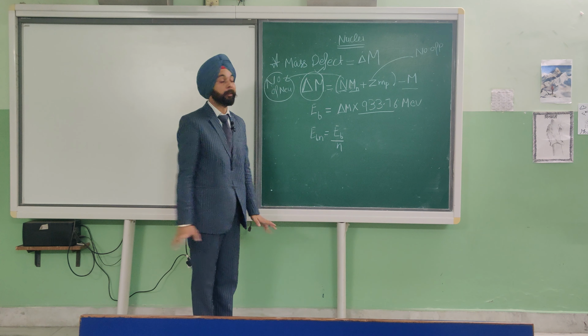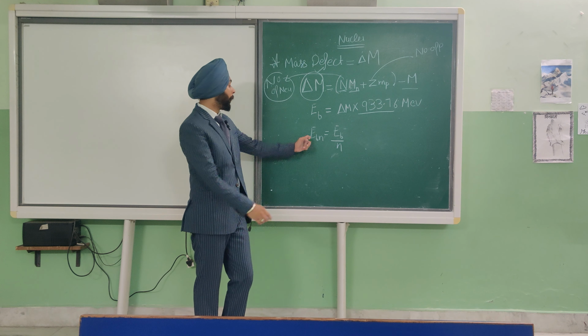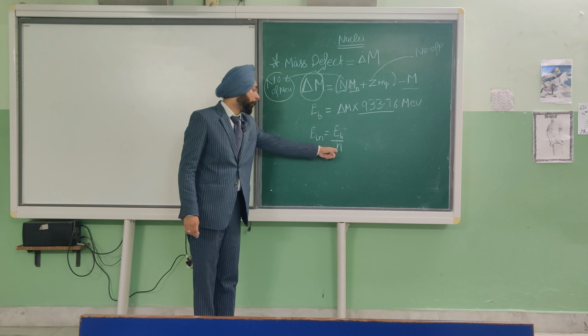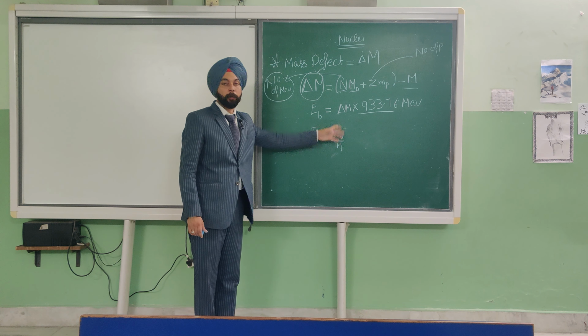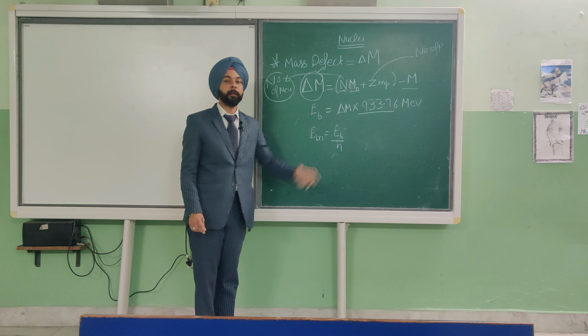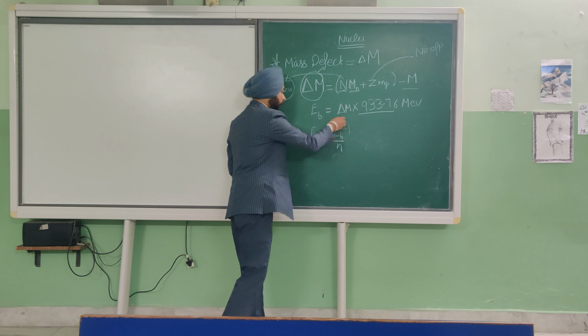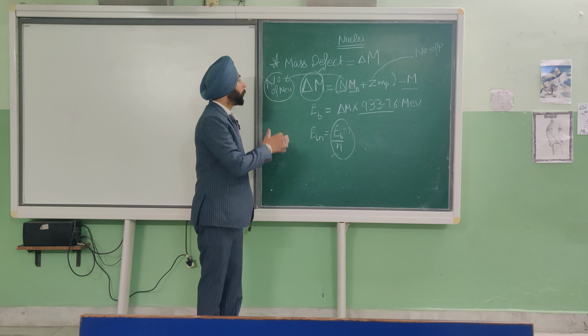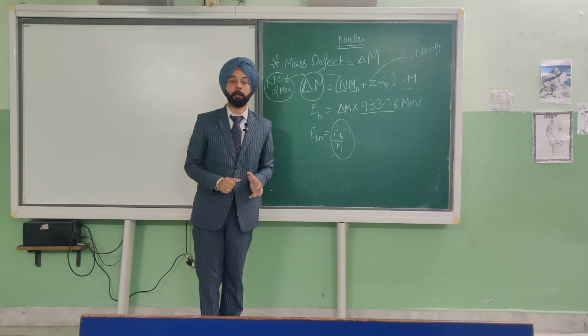I had already discussed this with you. So binding energy per nucleon is equal to binding energy upon the number of nucleons. Means you find binding energy per nucleon with this formula. So this one is the binding energy concept.